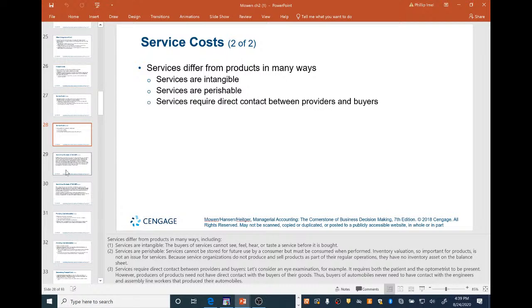A lot of times, like with Amazon, you never see anyone. You just get on there, click something, and if you have Prime, two days later it's knocking on your door. So that's the difference between service cost and product cost.